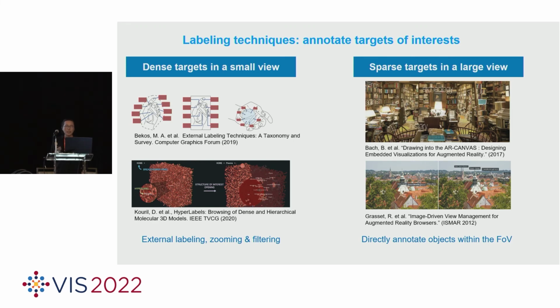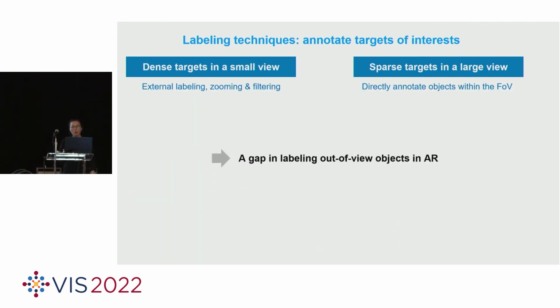Therefore, directly annotating the objects in the field of view seems to be the most popular method, such as embedded or external labeling. However, since real-world objects are sparse in a large space, users have to physically scan the entire environment, which can be inefficient and physically demanding. Therefore, we found there is a current gap in labeling targets that are outside the field of view to support situated visual searching.